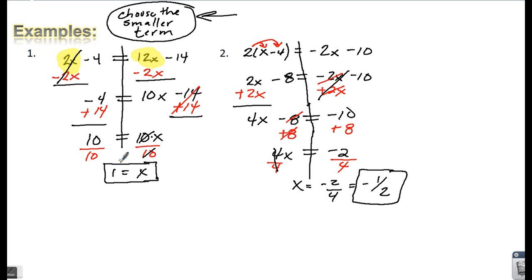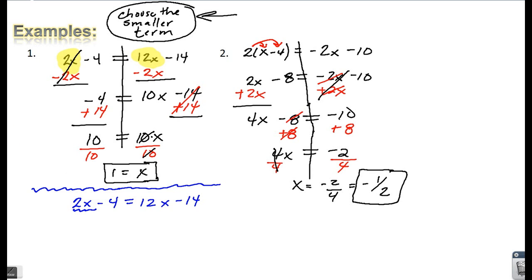I'm going to show you a faster way of doing this, and it's more mental math. So I'm going to go ahead and right underneath number 1, copy the equation, and I have 2x minus 4 equals 12x minus 14. Okay, so we're still following the same rules, except for one thing. We're going to choose the smaller term like we did before, and the smaller term between the 2x and the 12x is going to be the 2x.